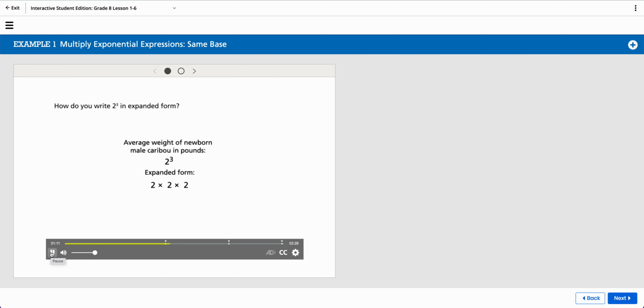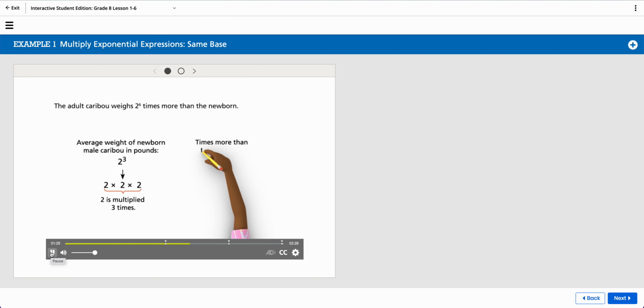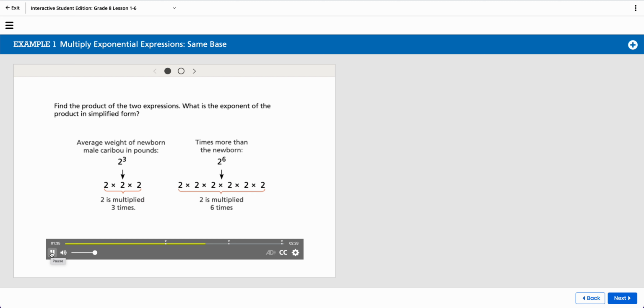In expanded form, 2 cubed is written as 2 times 2 times 2, which is 2 multiplied 3 times. Now, let's move to the adult caribou. It weighs 2 to the 6th power times more than the newborn, which is 2 multiplied 6 times. Find the product of the two expressions. The weight of the adult caribou in pounds is 2 cubed times 2 to the 6th power. What is the exponent of the product in simplified form?